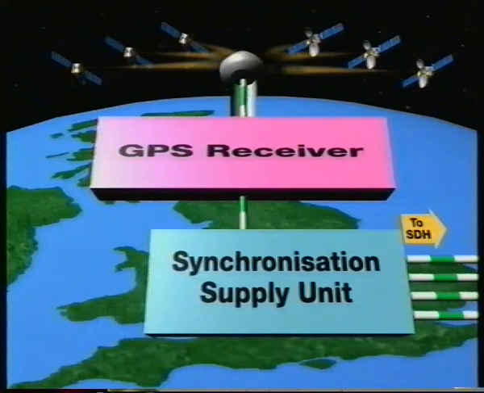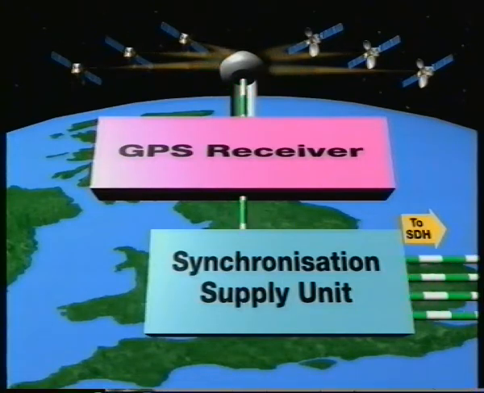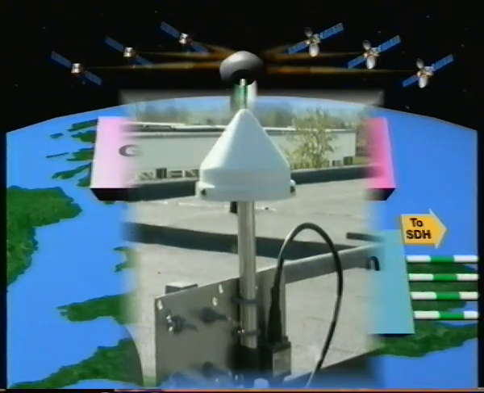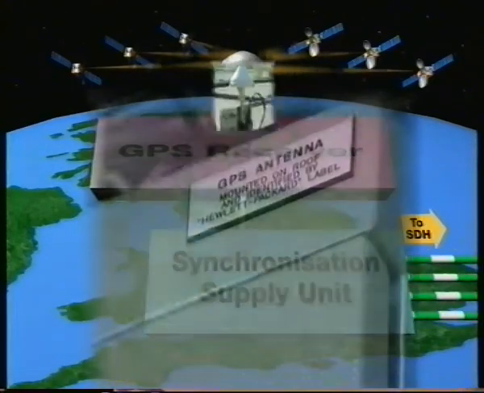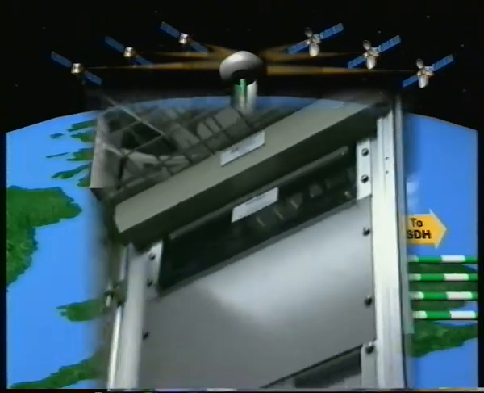Well, to prevent loss or corruption of any data, all pieces of equipment in a synchronous network are locked to a common clock. For the BT SDH network, this is achieved by deriving primary timing signals from the Global Positioning System, or GPS. Timing is then distributed via the SDH network to each piece of SDH equipment.